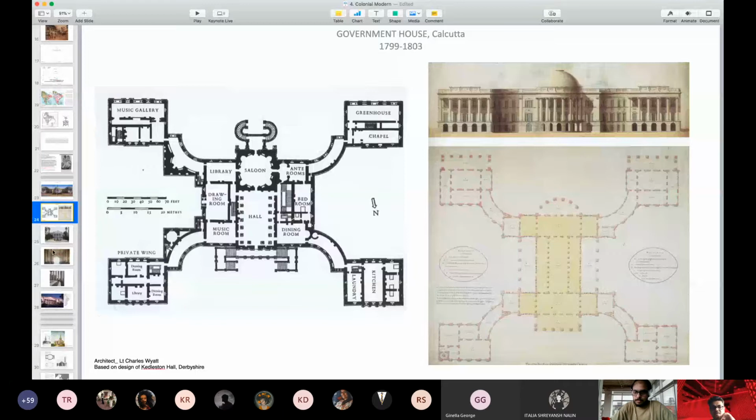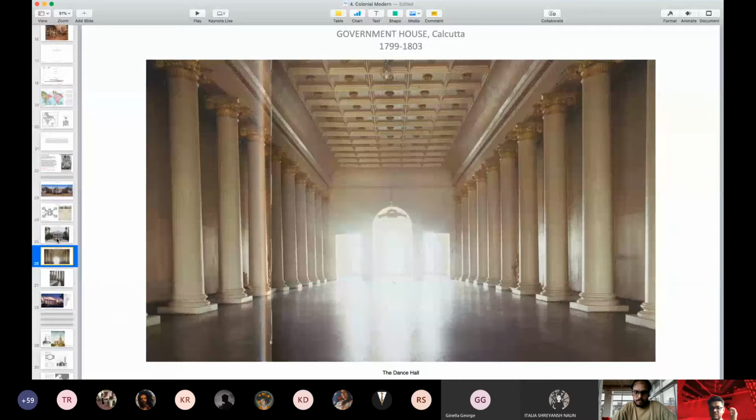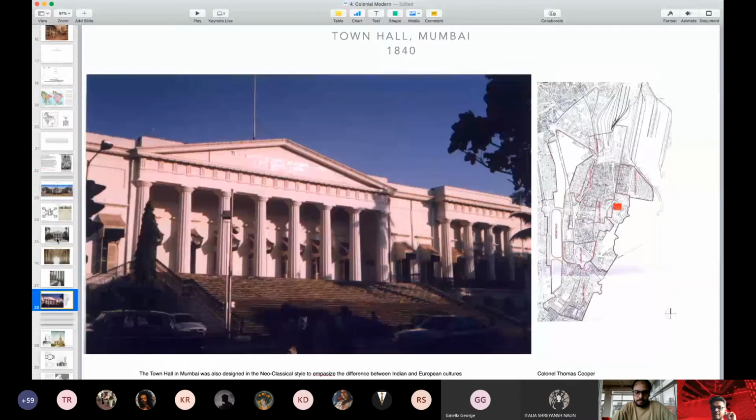This is it today. This is the big dance hall there. You can imagine this aspiration to have these dances where these white people would meet each other. You have a porch from where you can watch the landscape of Calcutta. And you have a similar kind of architecture that also happens in Bombay at that time in the 1840s. This is the town hall, which was designed at that time, and as you can see, the neoclassical aspirations continue to be there.